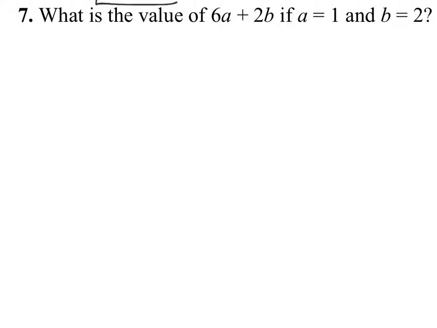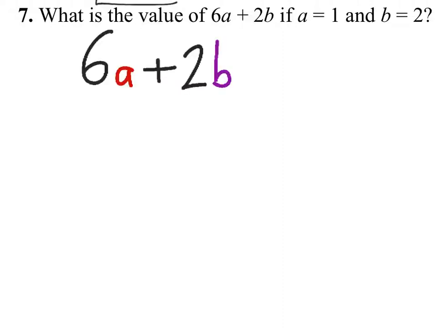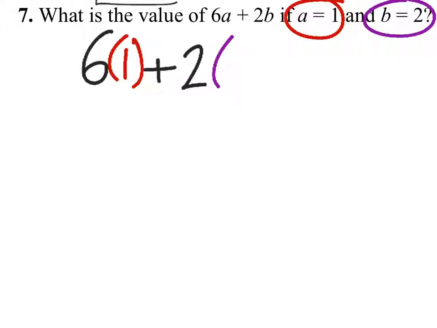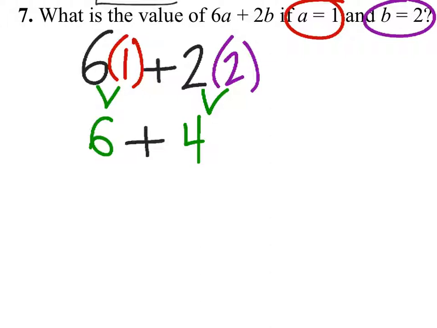What is the value of 6a plus 2b if a is 1 and b is 2? So, I've got this set up. Now all I need to do is replace the a value with the a value they gave us. And that is, right, a is 1. So I'm replacing a with 1. Additionally, it told us the value of b, which is 2, right? So where the b value was, I will replace with a 2. Now I will solve. 6 times a 1 is a 6. 2 times a 2 is 4. So 6 plus 4, bam, 10.